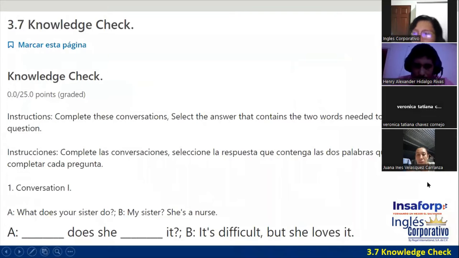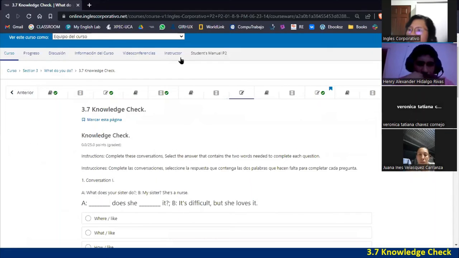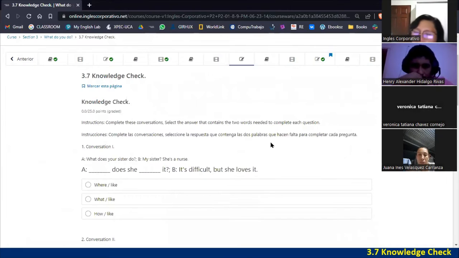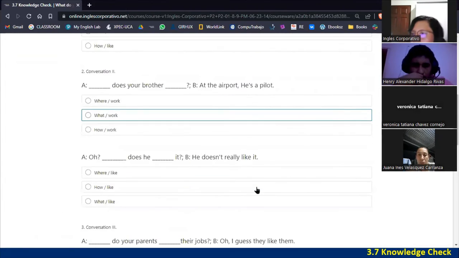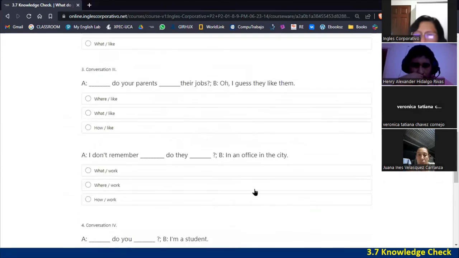Now, at this point, we get to knowledge check 3.7, right? Knowledge check 3.7, okay, which is in your platform, okay? I don't know if any of you had a problem or an inconvenience with 3.7. ¿Alguien que tenga dudas o preguntas del 3.7? No? Well, si es así, pues let's go ahead and do it, ¿verdad? And if you get to the part, you will be able to see how it works, okay?